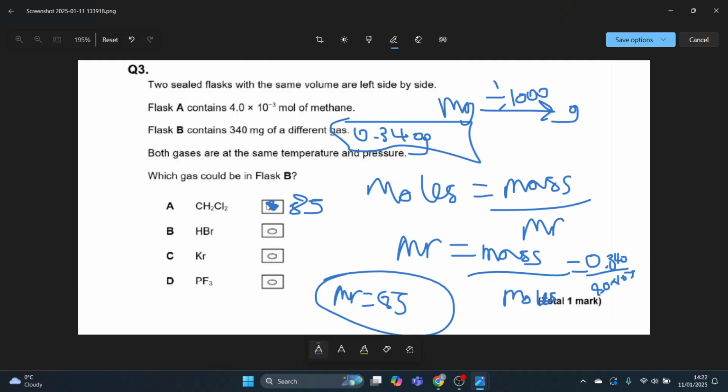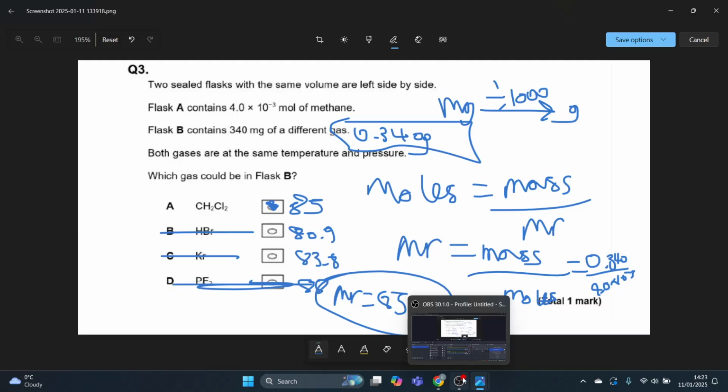And let's check the others. Obviously I already know part A is correct, but let's just check it. 1 plus Br, which is 79.9, 80.9. That can't be right. Kr 83.8. That can't be right. PF3, 31.0 plus F3, 19 plus 19 plus 19, 88. That's not the correct MR. Therefore the answer is A. And that's the end of the multiple choice questions.